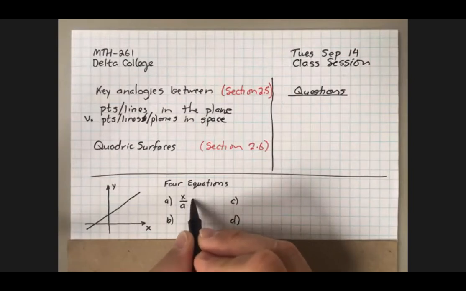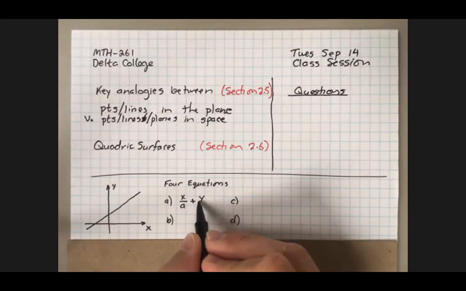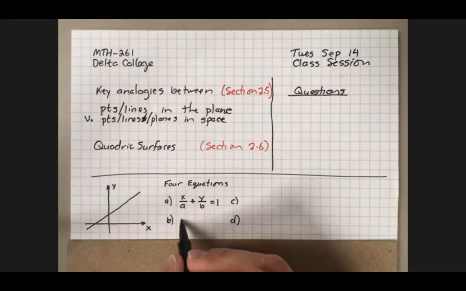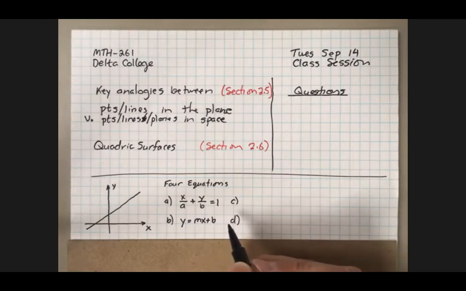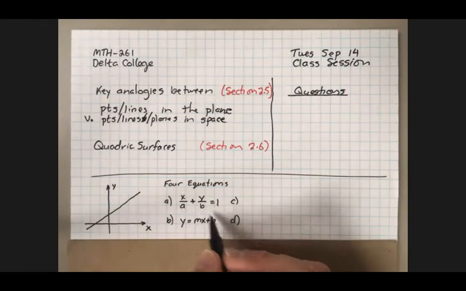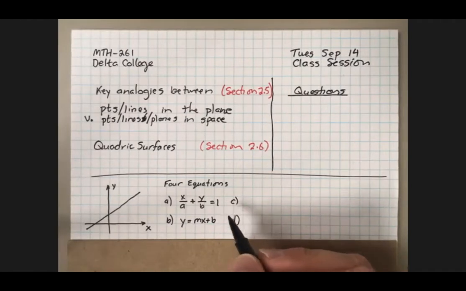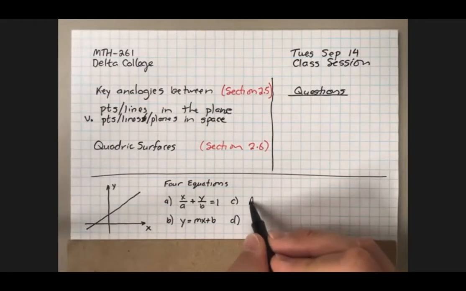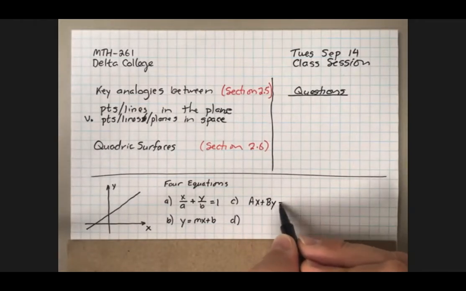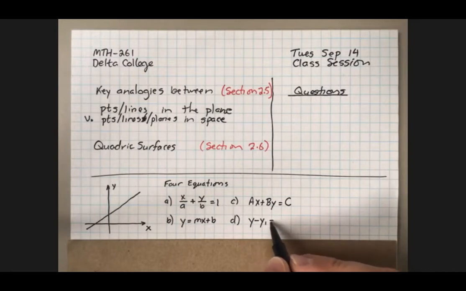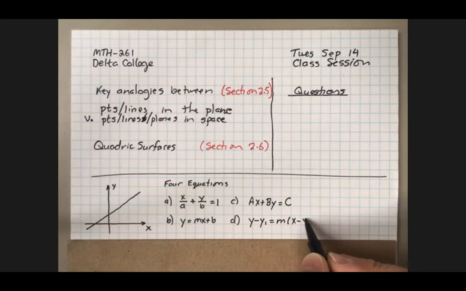So there's the x over a plus y over b equals one version. There's the y equals mx plus b version. Now, when I'm using these letters, I sometimes use letter b in two cases, but that doesn't mean it's the same letter. Doesn't mean it's the same variable, but sometimes it is. There's the ax plus by equals c version. And there's the famous y minus y1 equals m times x minus x1 version.